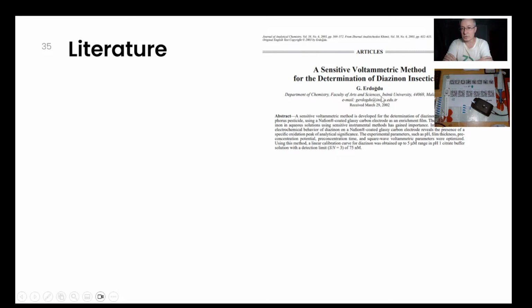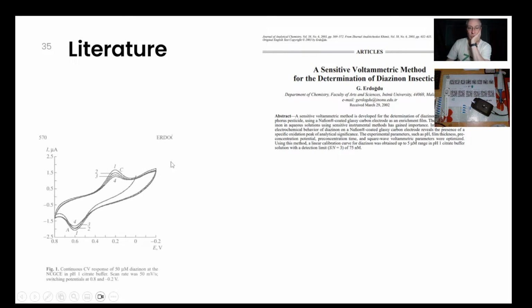my work. I do want to quickly cite that this is from Professor Erdoğan in the Faculty of Arts and Sciences at İnönü University in Turkey. I just want to make sure that you understand that this work is their work, but it's kind of useful for me, because I had the instinct or experience that this was an electrochemically active molecule. They show it is an electrochemically active molecule.